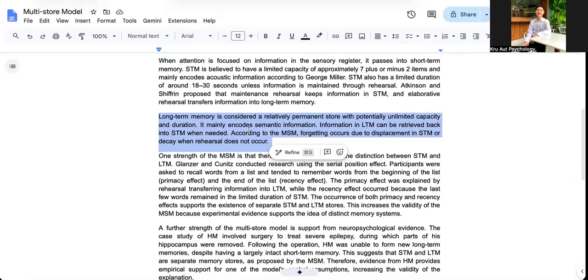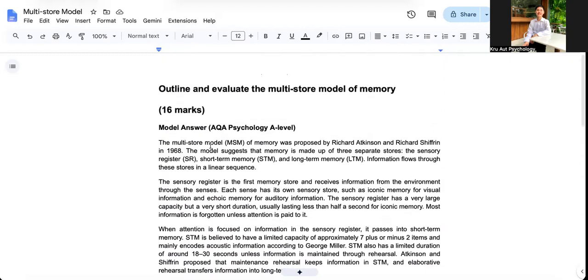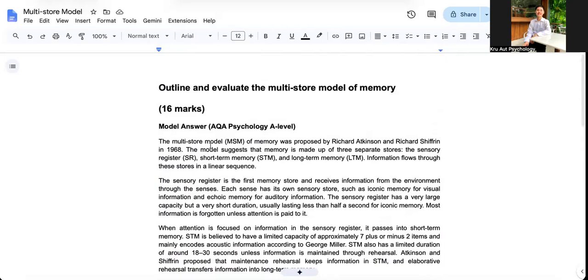Then according to the multi-store model, forgetting occurs due to displacement in short-term memory or decay when rehearsal does not occur. So you can see even the types of forgetting are specific enough to apply to one type of memory or another. Decay happens in both short-term and long-term, so we don't need to say short-term or long-term. It's in both. So this is pretty much everything we need for full marks in AO1.